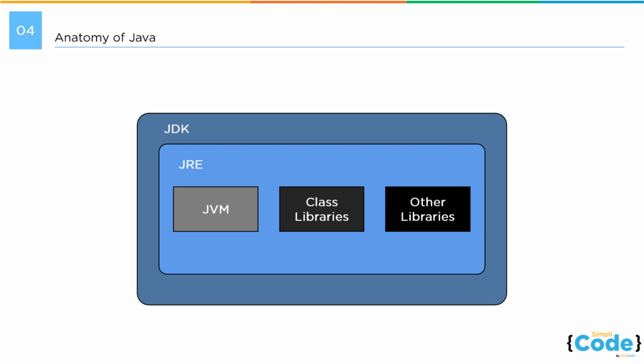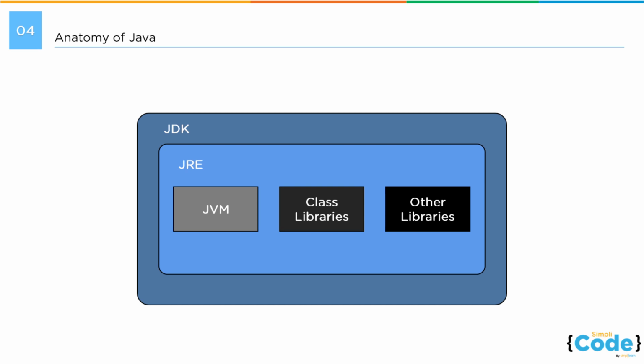Once the JDK has been installed, it will provide a lot of other components as well, like the Java Runtime Environment or JRE, the Java Virtual Machine or JVM, some class libraries, and some other supporting libraries. So let us understand what happens when your program is run and how these components work together to make sure that your program runs as expected. Let's start from here. You install the JDK, you write your program, and then you compile your program with the help of the Java compiler, which is provided by the JDK.